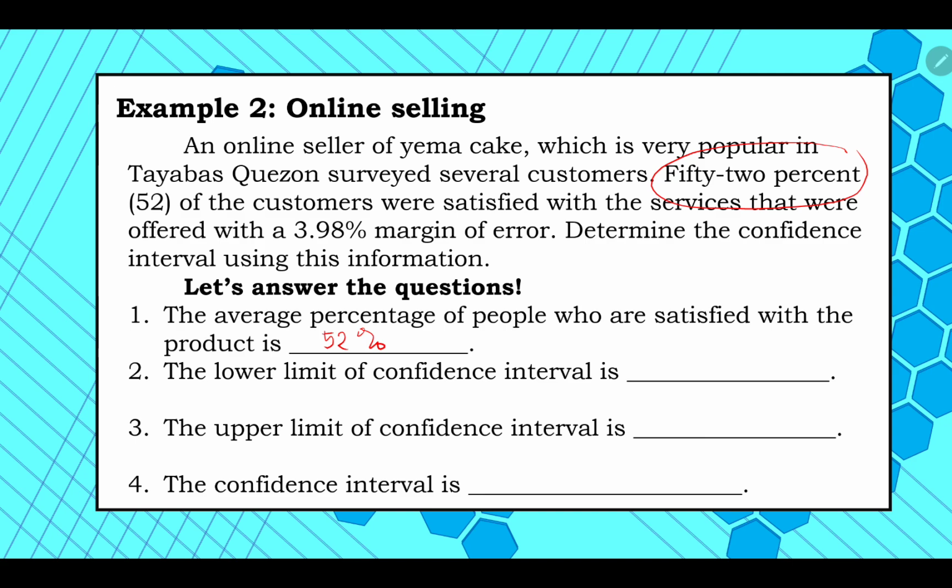The lower limit of the confidence interval is blank. To compute for the lower limit, again, we will use the point estimate, mean, minus the margin of error. In this problem, our mean is 52% and our margin of error is 3.98, which will give us our lower limit equal to 48.02.